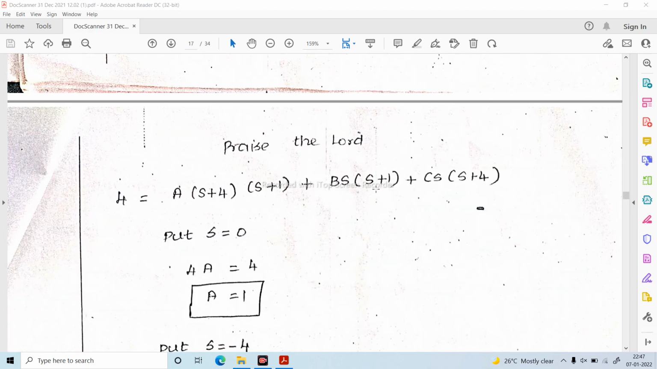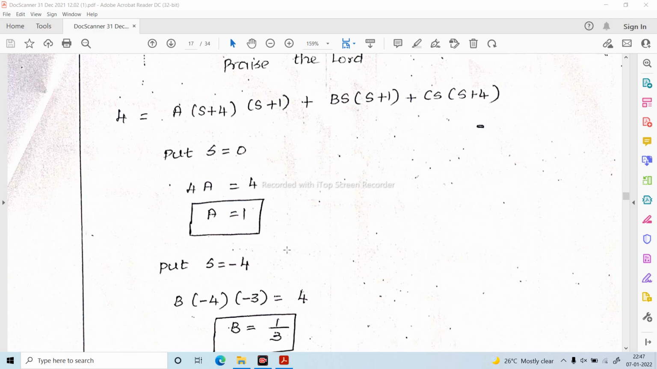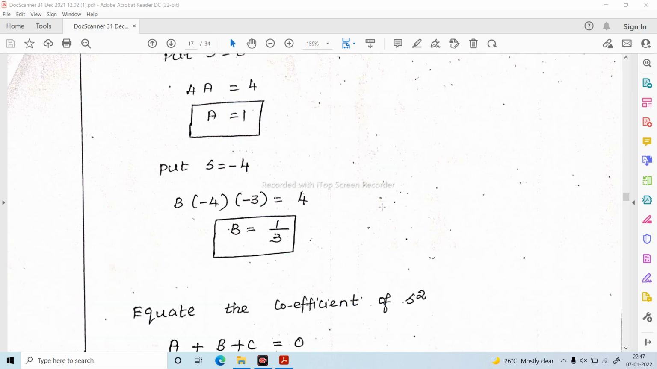Now I am going to apply values to find the constants A, B and C. So A: s is equal to 0. So 4 into A equals 4. Here this term vanishes, this term also vanishes. So 4 equals 4A, A is equal to 1. And put s equal to minus 4. If you put s equal to minus 4, the first term disappears and the third term is also not there. We are having the second term only. So B into minus 4 into (minus 4 plus 1), that is minus 3. So B into 12 equals 4, or B is equal to 1 by 3.